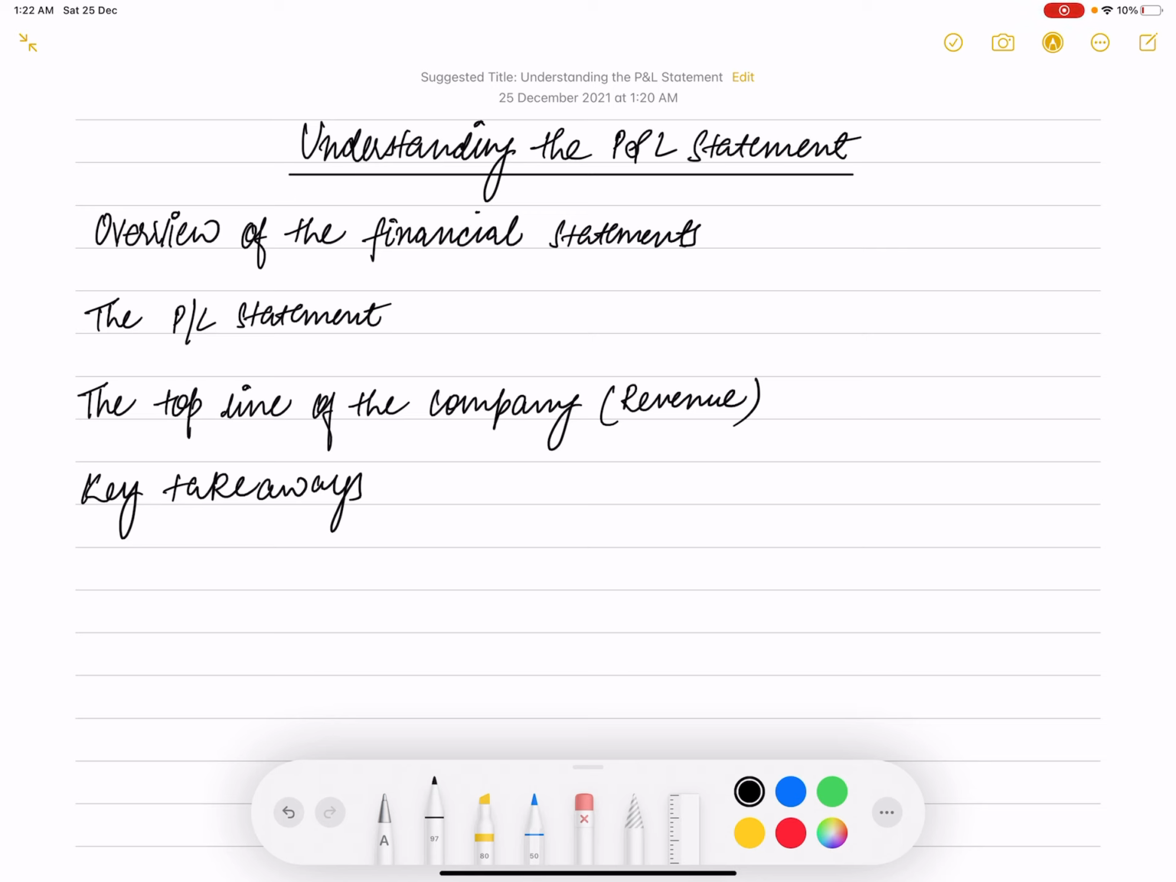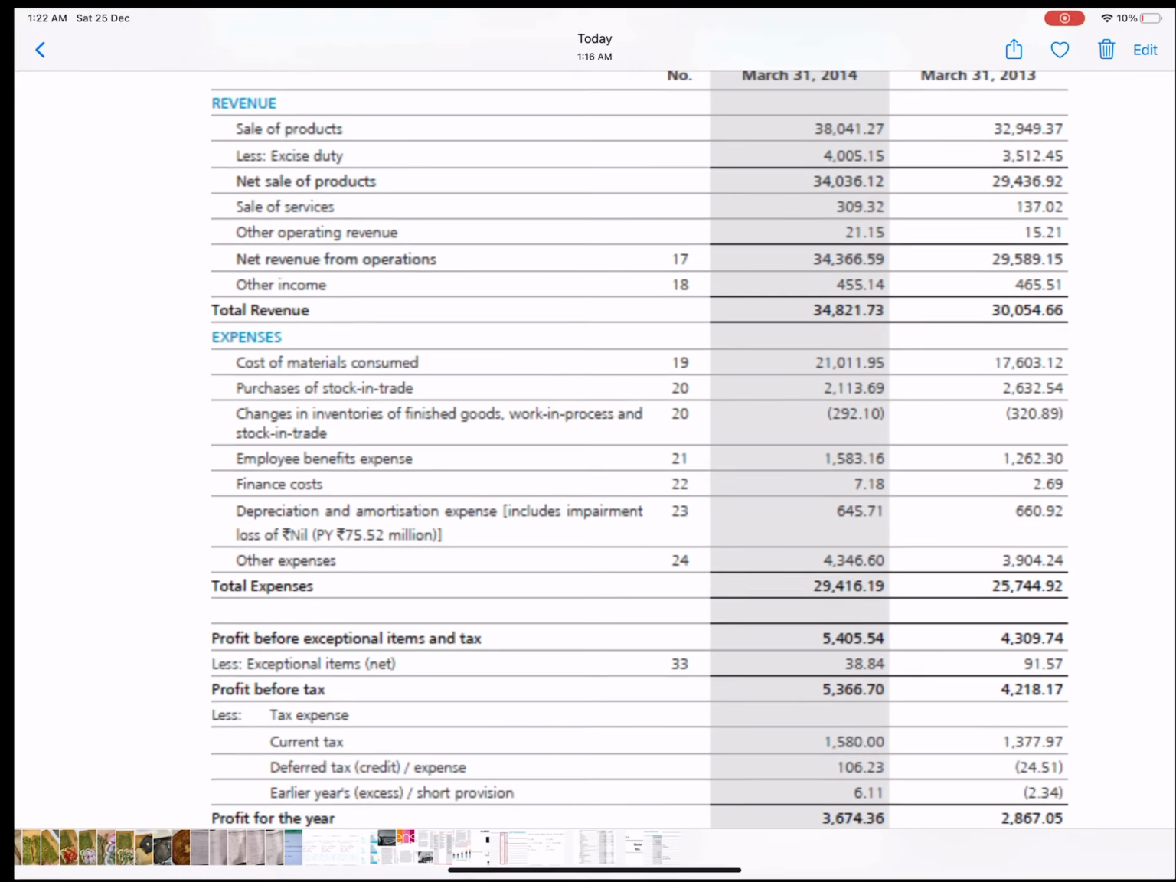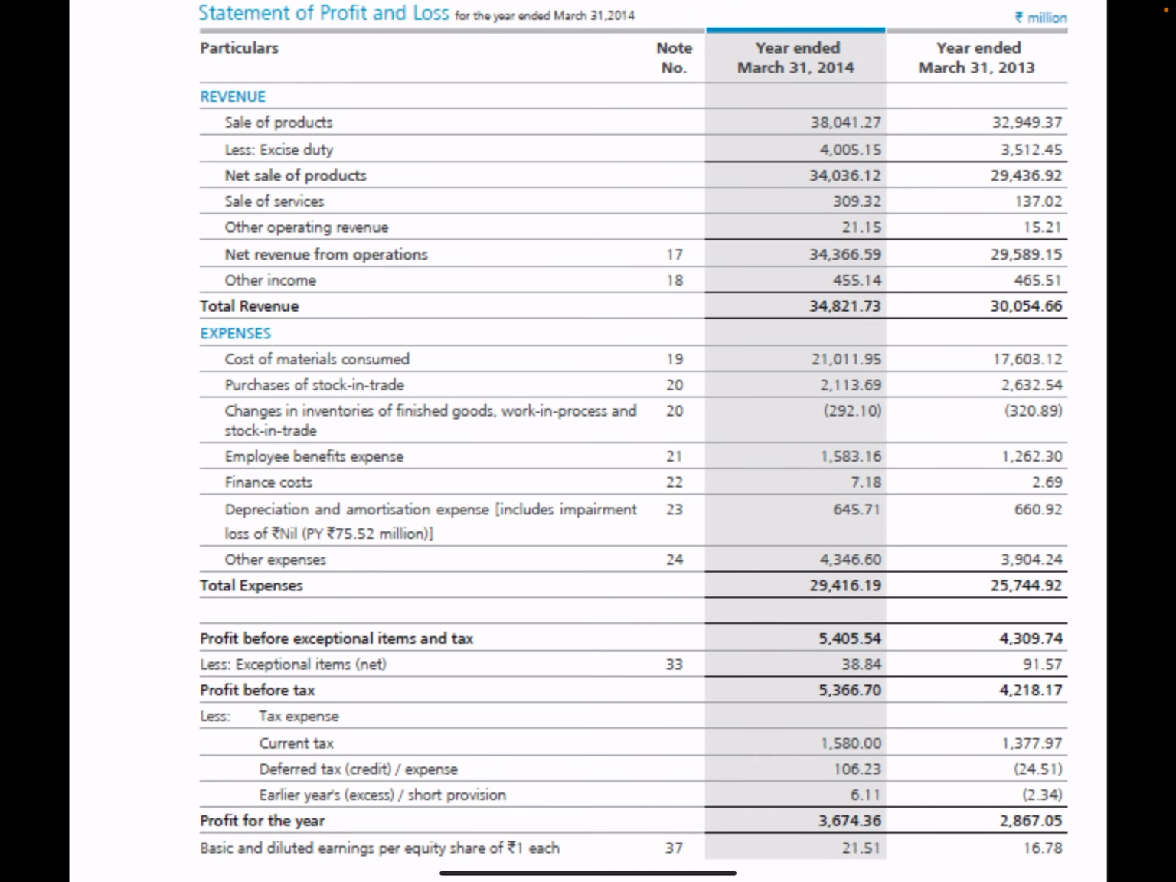From my experience, the financial statements are best understood by looking at the actual statement, figuring out the information. So here is the P&L statement of Amara Raja Batteries, ARBL. Let us understand every item, every line item, you can say.